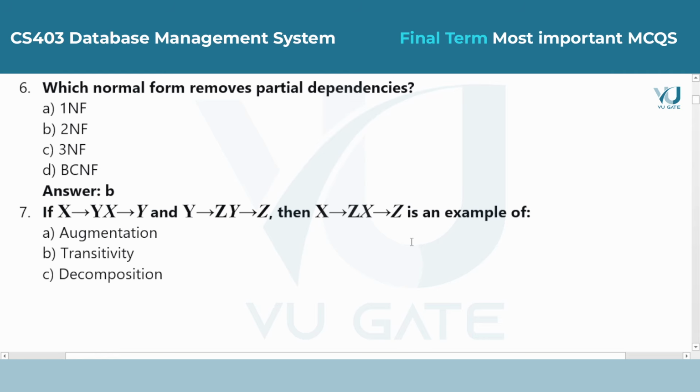Question 6. Which normal form removes partial dependencies? Answer is option B, 2NF. The second normal form is designed to ensure that every piece of data in the table depends on the whole primary key, not just a part of it.